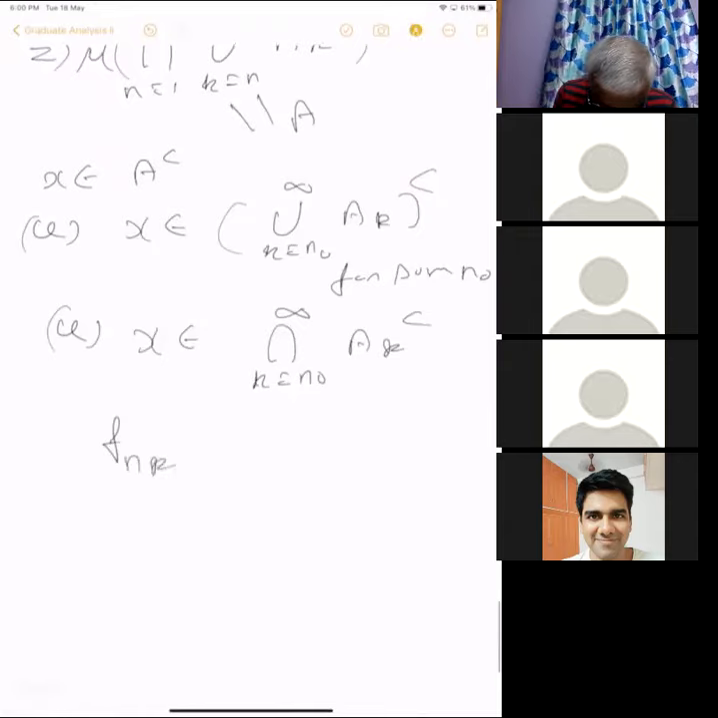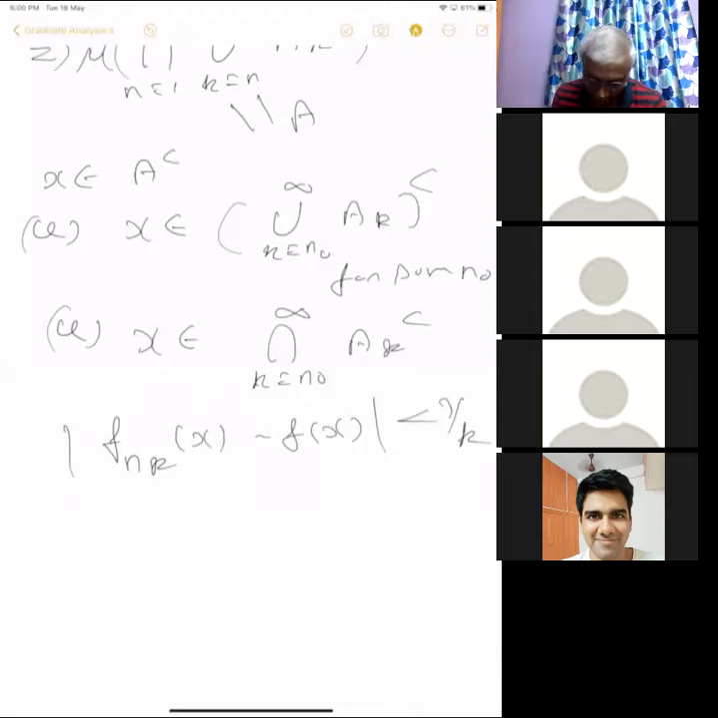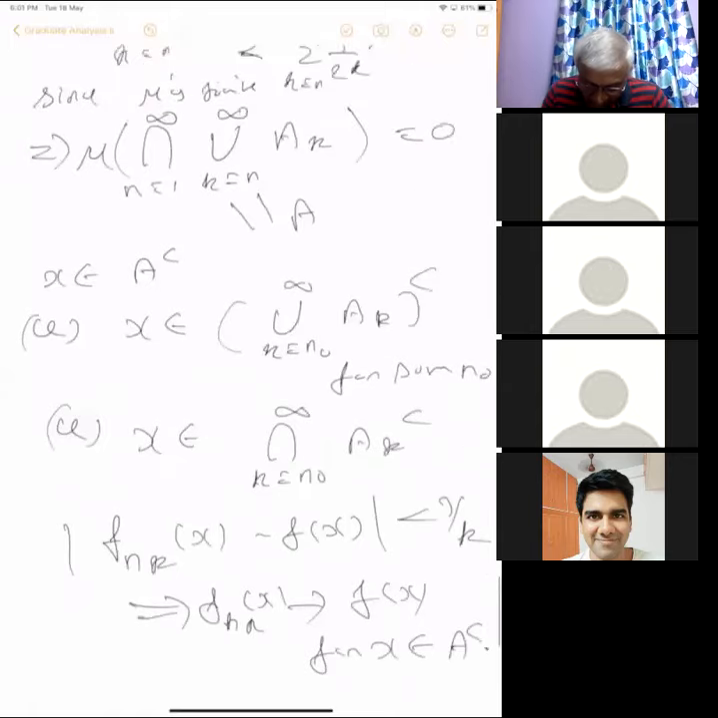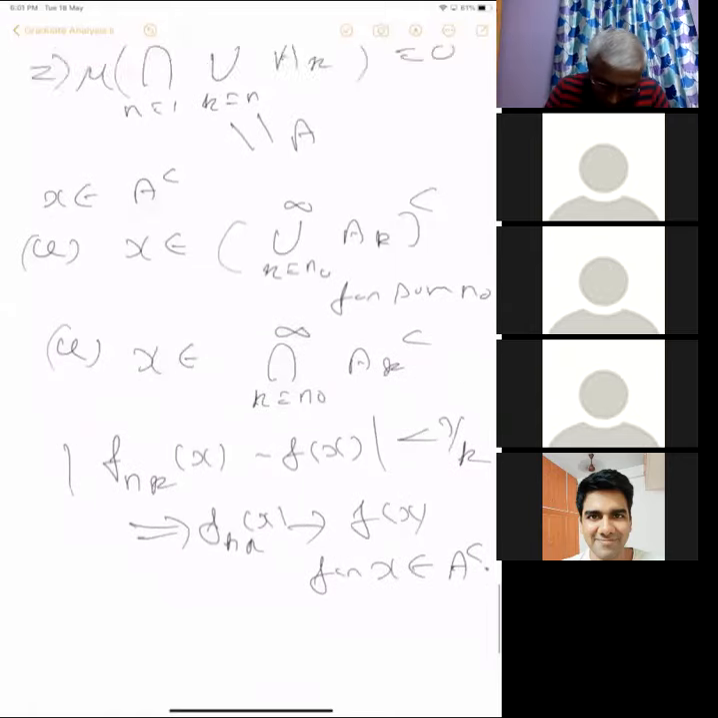You just write the definition: mod of f_k(x) minus f(x) is less than 1 by k. So this implies f_k goes to f. So convergence in measure implies there is a subsequence which converges almost everywhere.